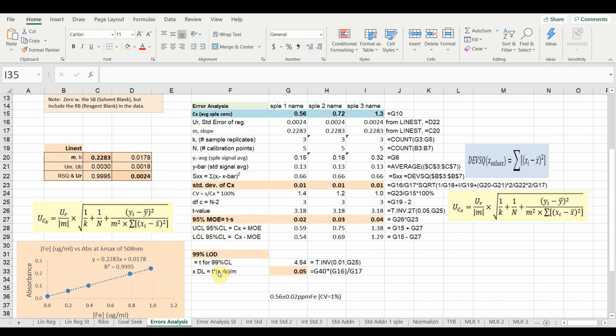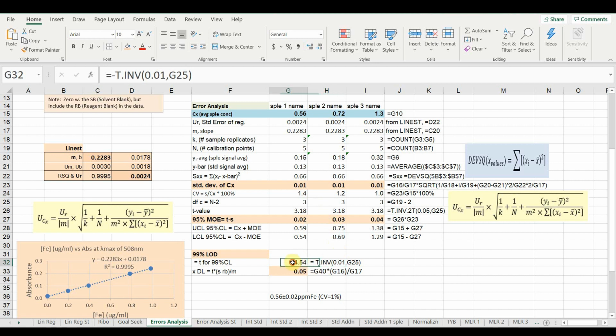Now for the t-value, you can look up in a t-table, but Excel of course has a function for it. It simply equals T.INV. 99% confidence level is 0.01 alpha value, and G25 refers to the degrees of freedom. And that is the degrees of freedom of the calibration curve because we're calculating it from that.